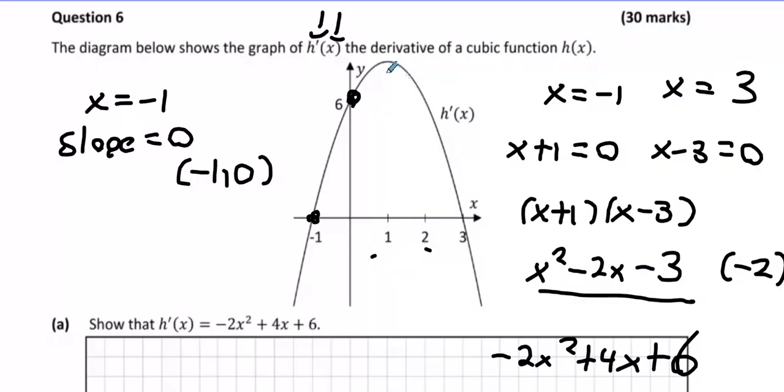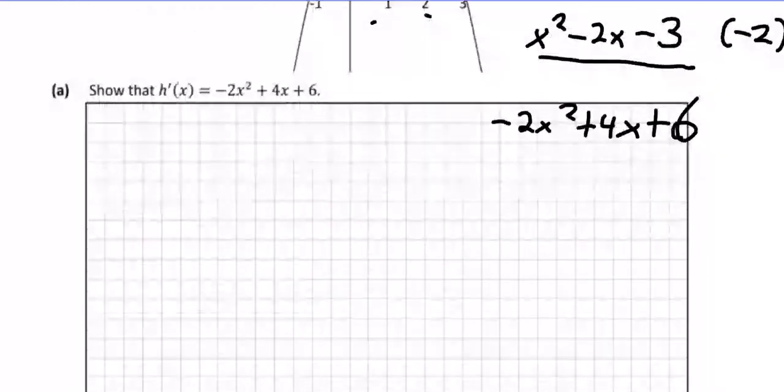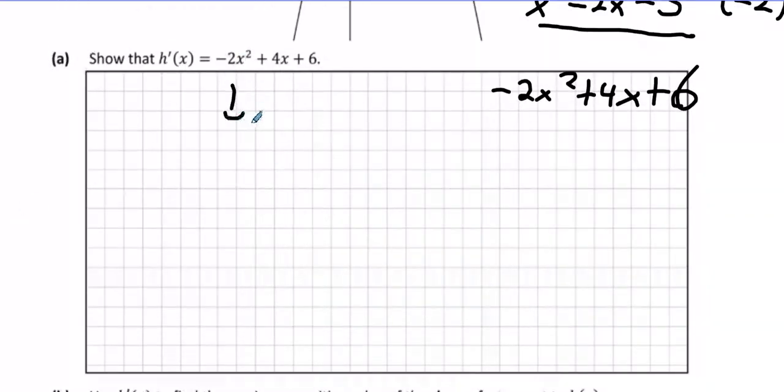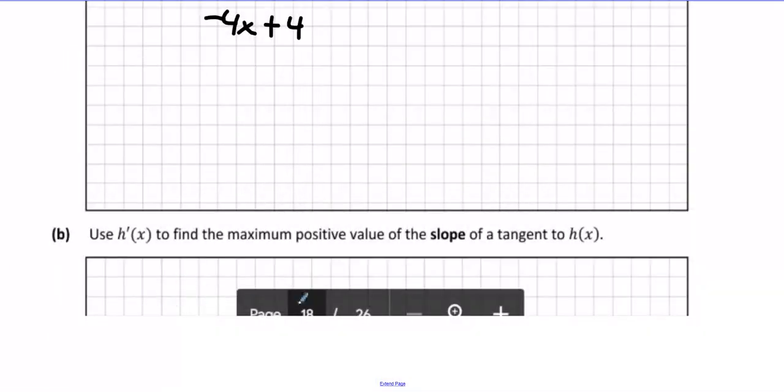All right? We want the maximum, don't we? So we want to find the maximum of this graph. Hence, we want to find the maximum slope. Now, it's going to happen at x equals 1, isn't it? And then we have to find out what the slope value is. So here's what we're going to do. I'm going to differentiate this. And what do I get? Then we get minus 4x plus 4.